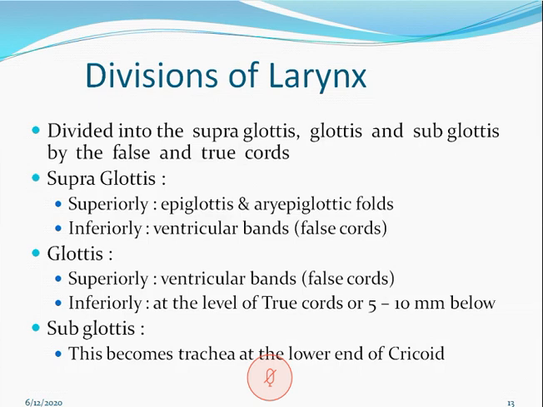The supraglottis is superiorly limited by the epiglottis and aryepiglottic folds, and inferiorly by the ventricular bands, that is what we call false cords. The glottis superiorly is the ventricular bands, and inferiorly at the level of the 2 cords, that is the vocal ligaments. The subglottis extends about 5 to 10 mm below the vocal cord. It becomes the trachea at the lower end of the cricoid area.